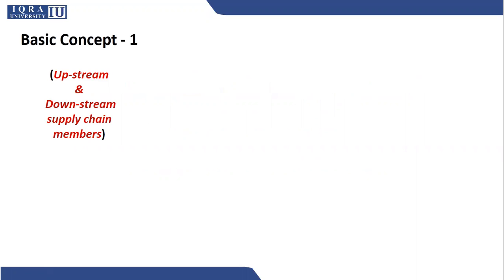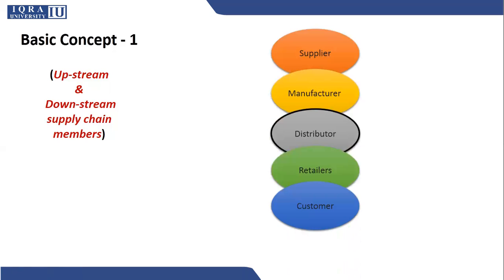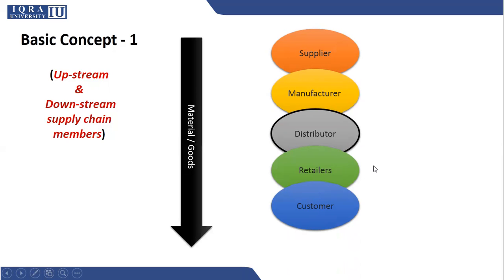Stream means river or any channel through which water flows. And we know water flows from up to downward due to gravity. Similarly, material in the supply chain primarily flows from supplier to customers. Here we have made the same channel vertically with supplier at the top and customer at the bottom, and material flows from upstream to downstream. Now the question is, which member will be considered upstream and which member will be considered downstream?